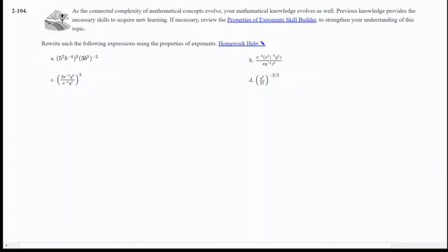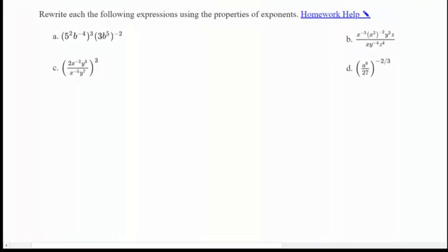So for 104 here, first of all, this says that if you're using our textbook, there's a little skill builder for properties of exponents. Again, that's a link on the website if you are working through that. But basically this whole question or concept is talking about simplifying expressions using our properties of exponents.